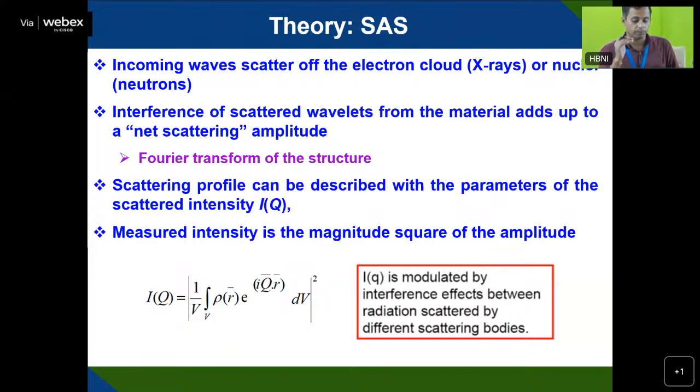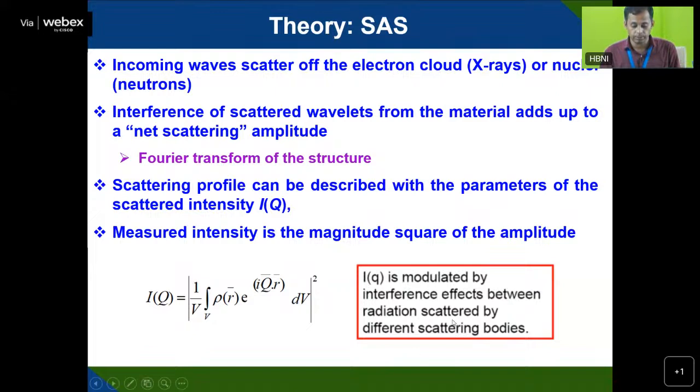Then you have to go for a Fourier transform of the structure, and the scattering profile can be described with the parameter of the scattering intensity. How much the scattering profile depends on the material, and how much scattering is coming from it, is called scattering intensity. The scattering intensity is the magnitude I(Q), equal to the square of the amplitude, that is (1 by V) integral of rho(r) e to the power i Q dot r dV, squared.